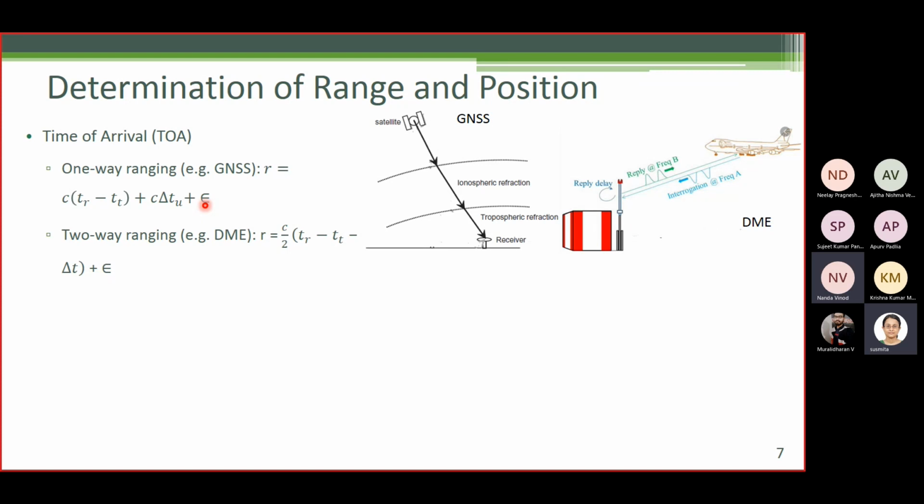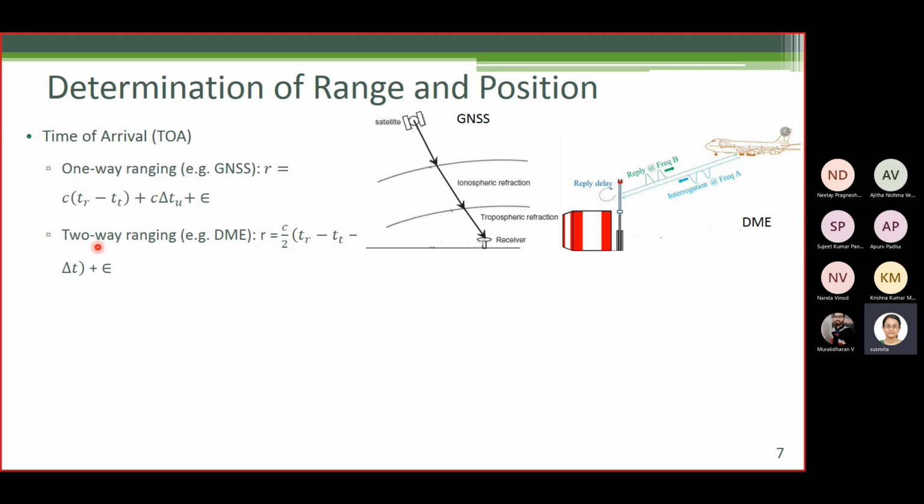In fact, at the end of the discussion of navigation techniques, I am going to give you an overview of GNSS. There also this will be clear to you, why we require additional terms. So this is for one-way ranging.